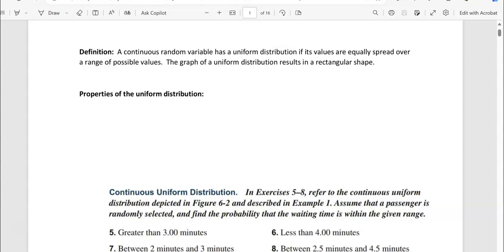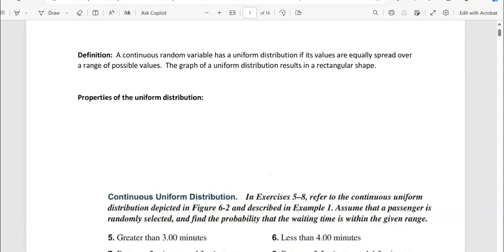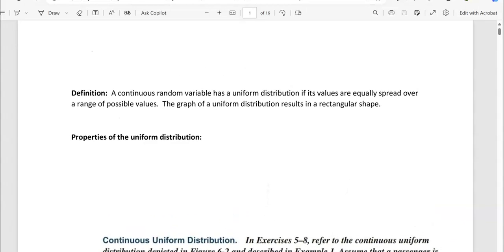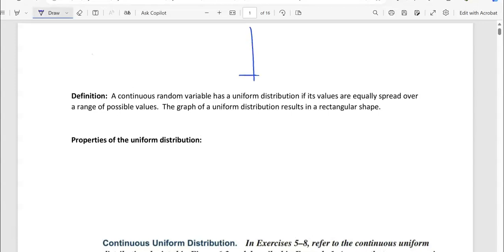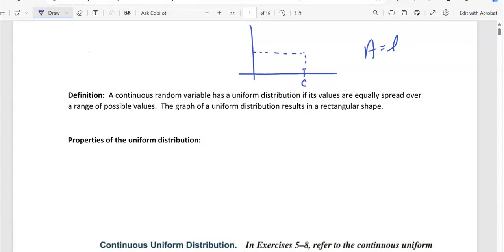And when we talk about a uniform distribution, we're talking about distributions that are really going to be the same height all the way across. So they're going to look kind of like a rectangle. And the area of a rectangle is length times width. And then when we talk about the probabilities associated with things, then we're talking about the area underneath the curve.